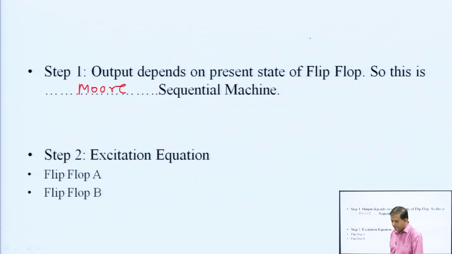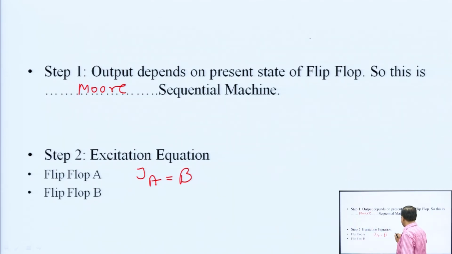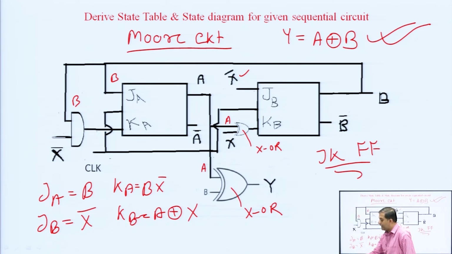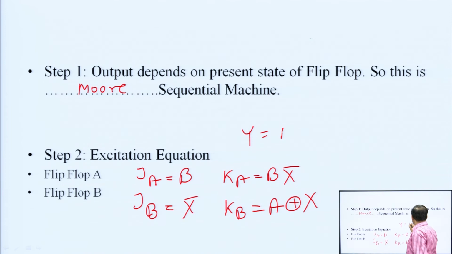So, again I am writing here. JA for flip flop A, JA is equal to B. I have already written in the previous slides, JA is equal to B and KA is equal to B X bar. JB is equal to X bar, and KB is equal to A XOR X. And the output Y is equal to A XOR B. Okay. Clearly all equations have been made, right.